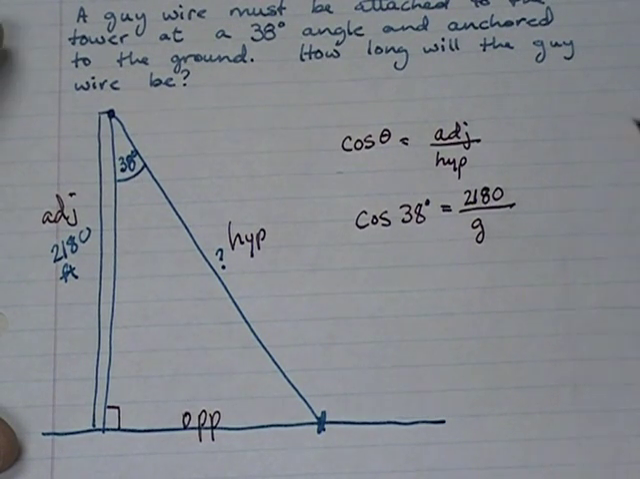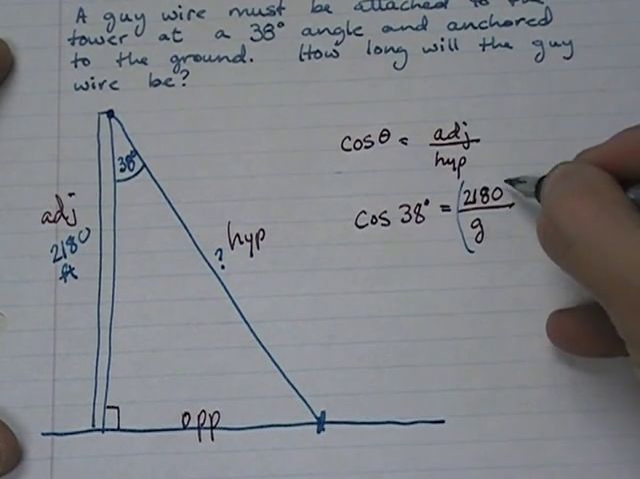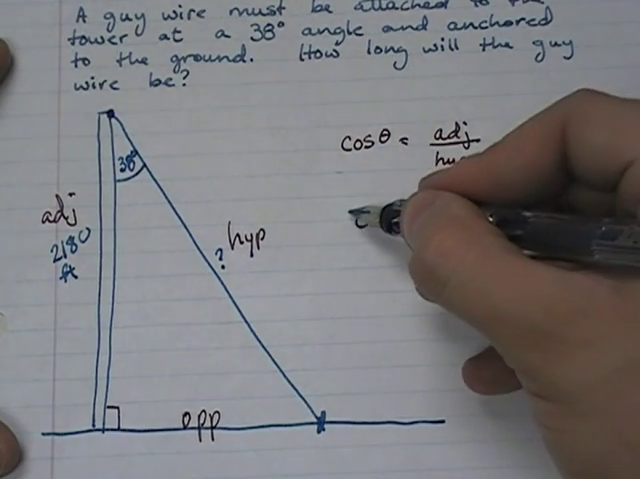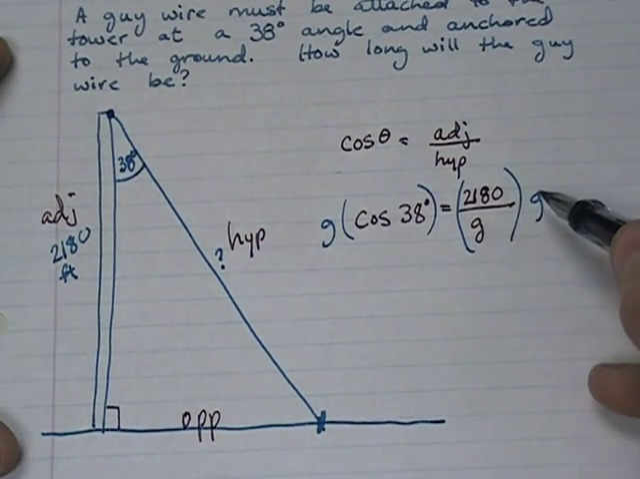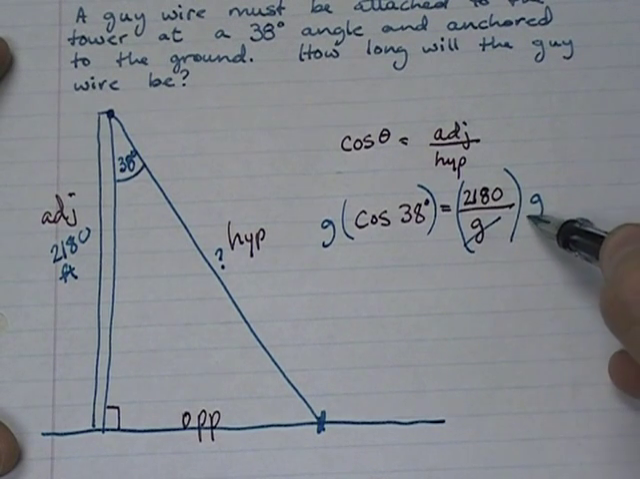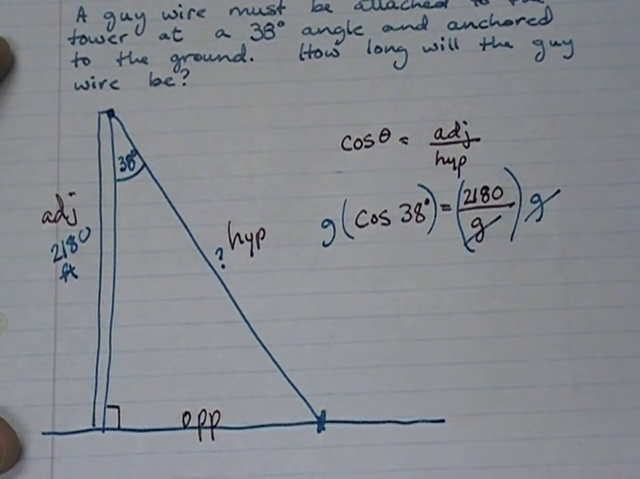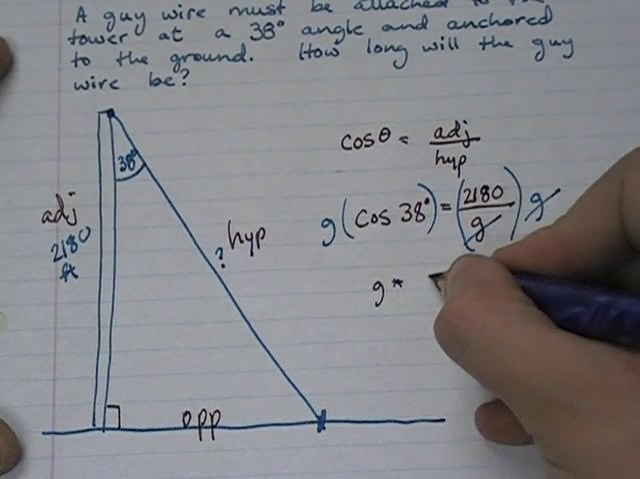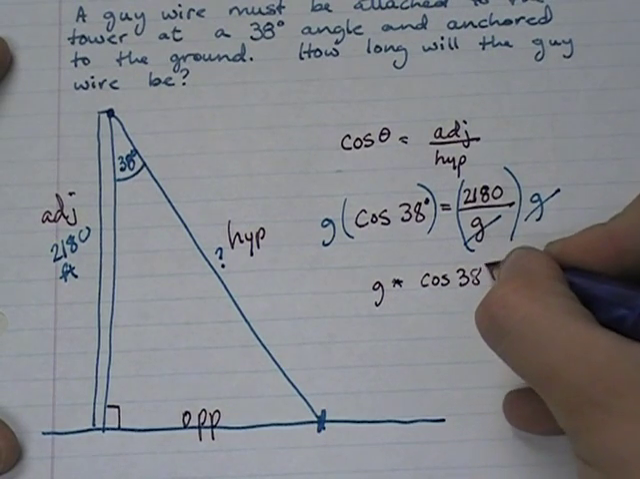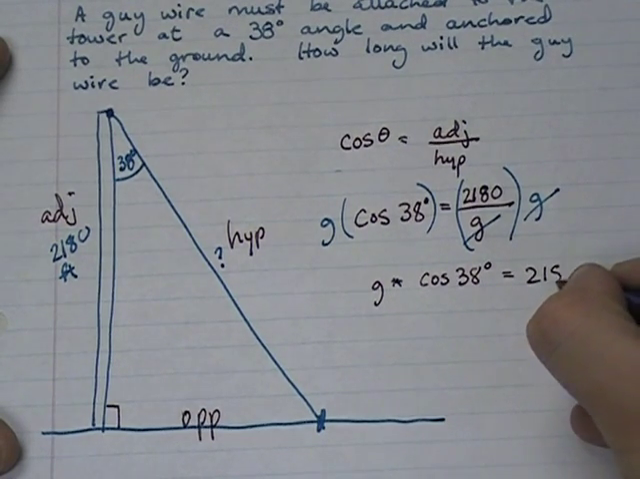Well, G is in the denominator. So the first thing I'm going to do is multiply both sides by G, because it's in the denominator. Now, G on bottom, G on top. They cancel out and equal 1. So what do I end up with? I end up with G times cosine of 38 equals 2180.